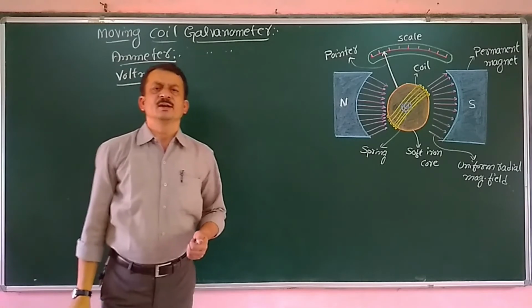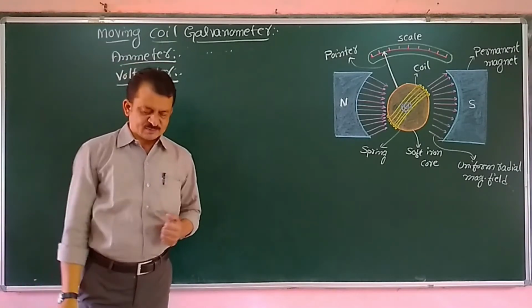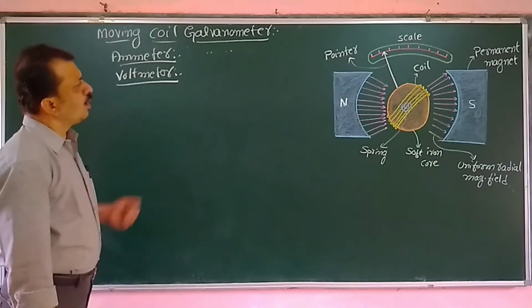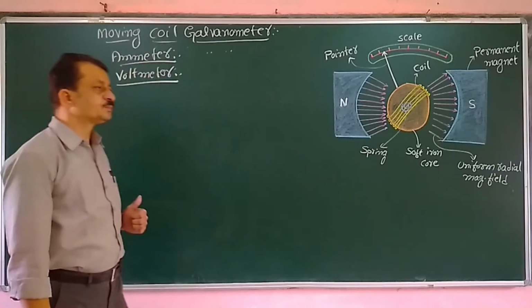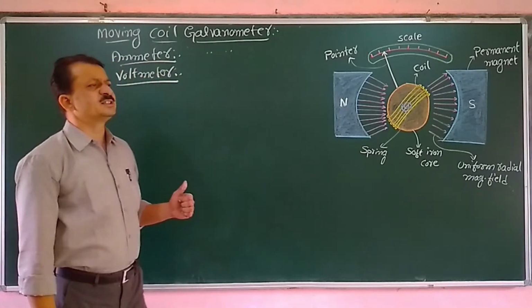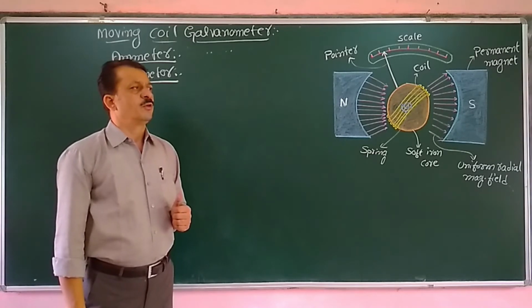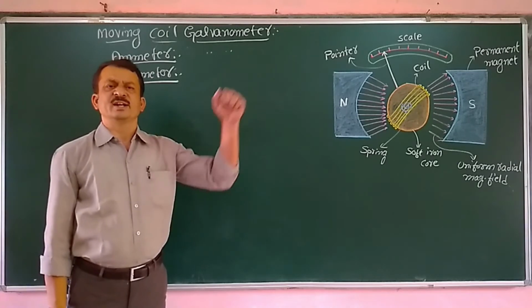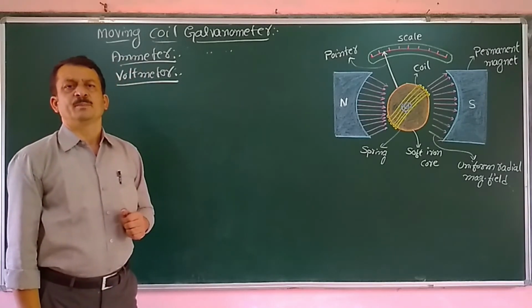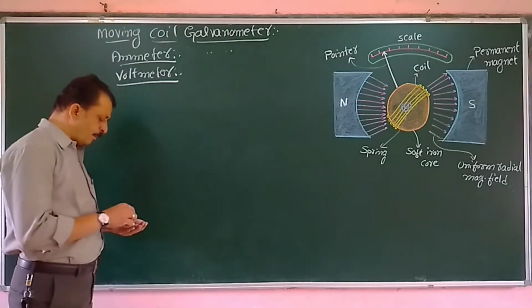What is a voltmeter? It is a voltage measuring device. Now, how can you convert the given galvanometer into a voltmeter? Since a voltmeter has a high internal resistance, it is always connected in parallel. It has to be connected in parallel.